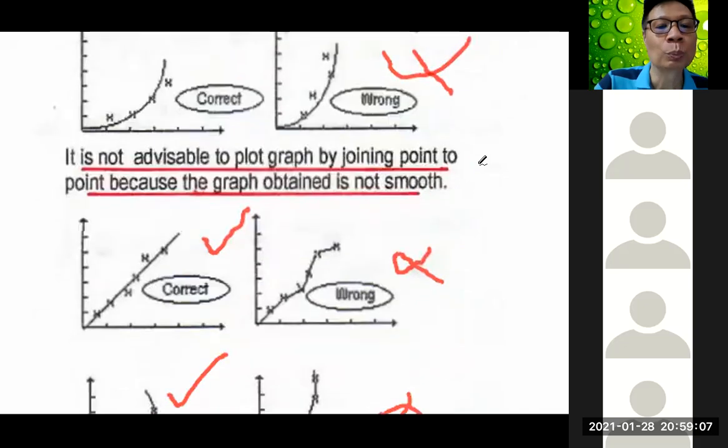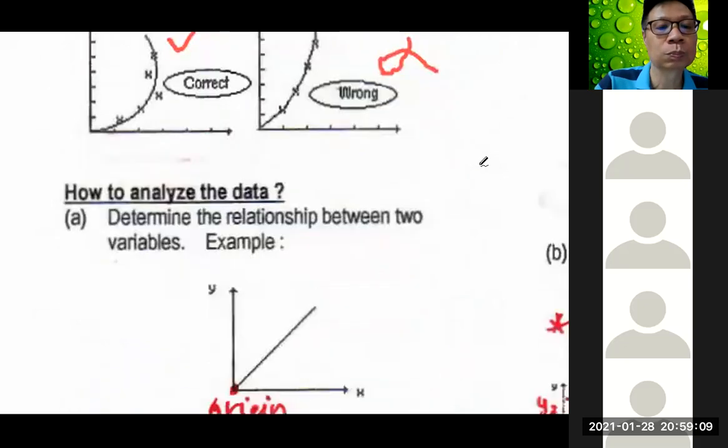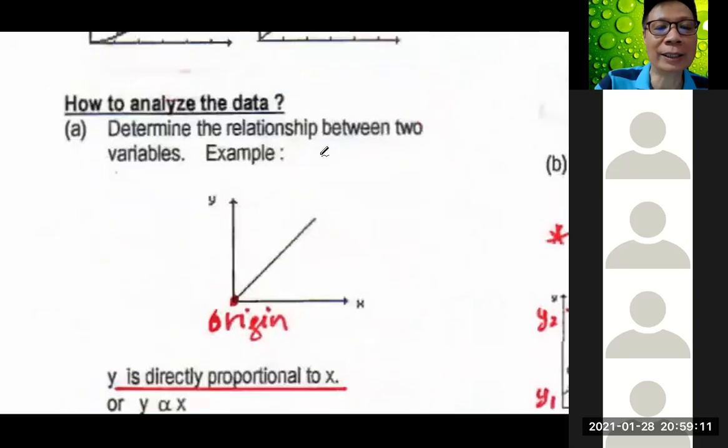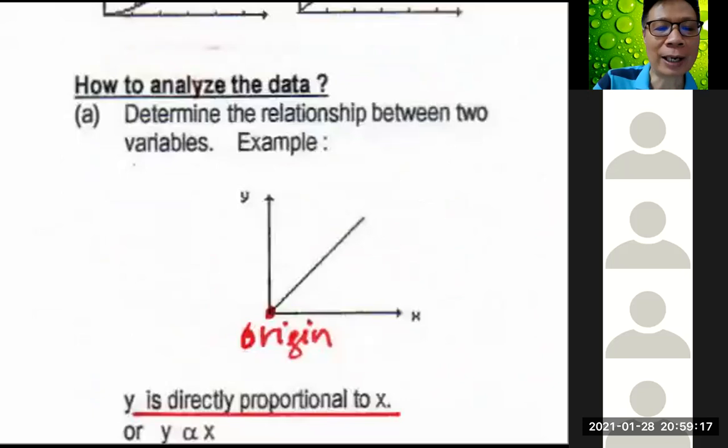Okay, now how to analyze data? This part is the most important one, class. How to analyze means how to give conclusion. Okay, you see, when you have a graph like this, a straight line going up and then it passes through the origin.